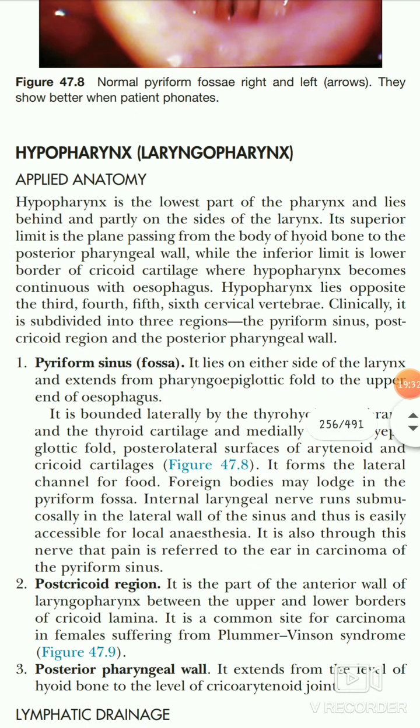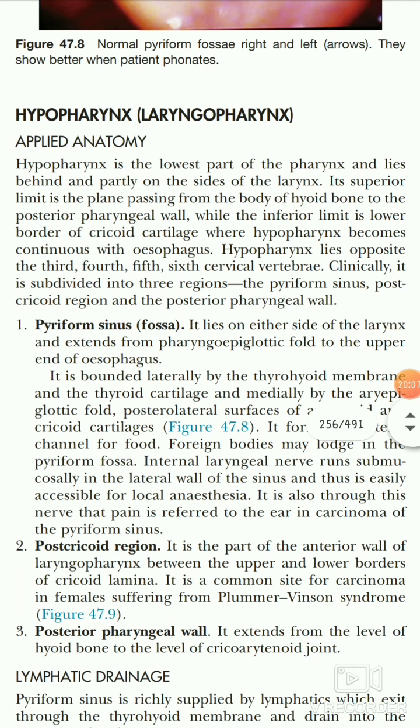Hypopharynx or laryngopharynx. Applied anatomy. The hypopharynx is the lowest part of the pharynx, which lies behind and partly on the sides of the larynx. Its superior limit is the plane passing from the body of the hyoid bone to the posterior pharyngeal wall, while the inferior limit is the lower border of the cricoid cartilage, where the hypopharynx becomes continuous with the esophagus. The hypopharynx lies opposite the third, fourth, fifth and sixth cervical vertebrae. Clinically, it is subdivided into three regions: the pyriform sinus, postcricoid region, and posterior pharyngeal wall.